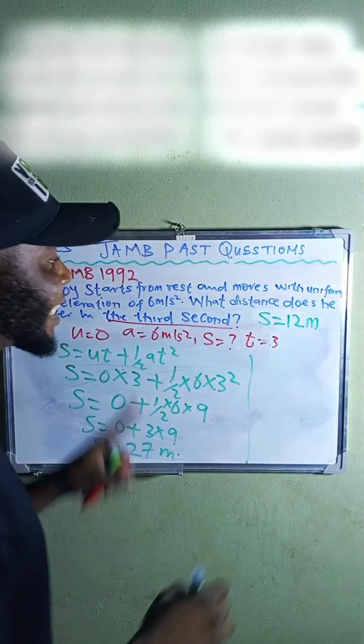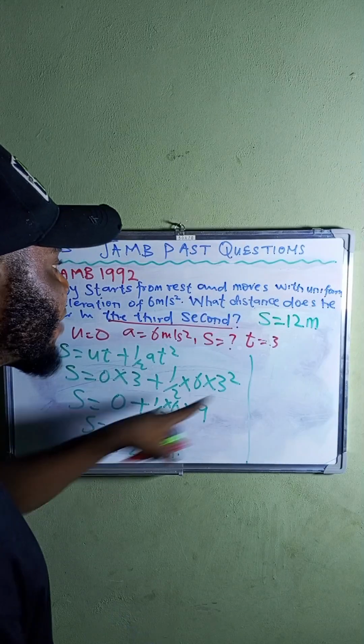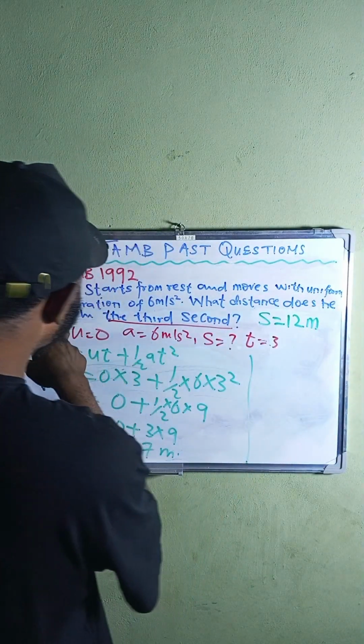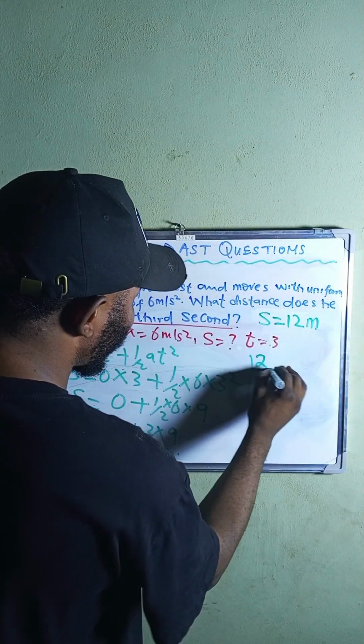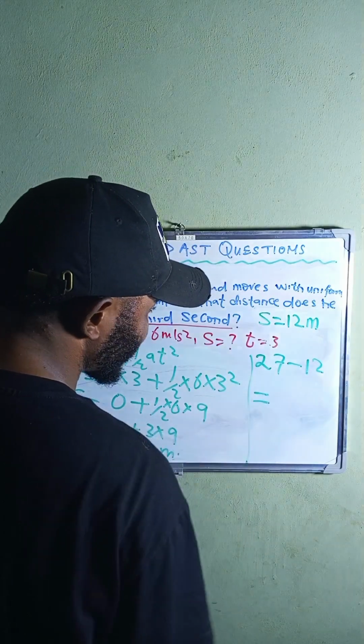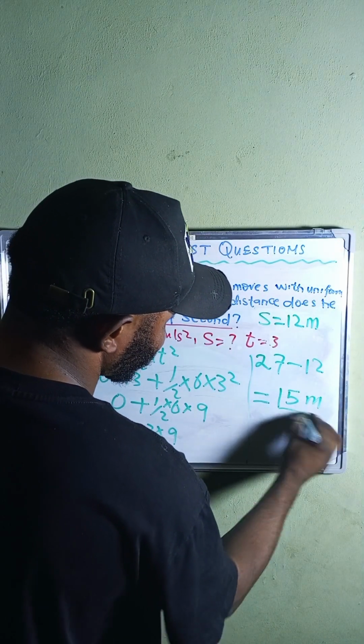Now, the last step in this question is to look for the difference between this 27 and 12. So that means our distance covered for the third second is going to be 27 minus 12. And that will give you what? That will give you 15 meters. I think you get that.